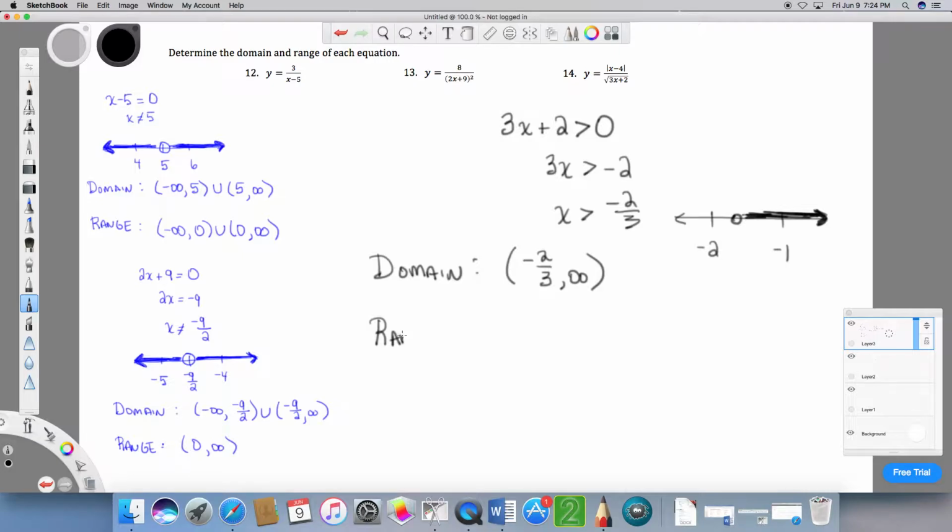So my range, and we're going to be able to see this from the graph, this time 0 is in the range, because if x equals 4, y is equal to 0, and any other value of x that you pick, no matter what it is, provided that you're bigger than negative 2/3, it's going to be a positive value divided by a positive value. The only time it's 0 is when x is 4. All right, so there's my domain and range. Let's go and look at the graph and see if the graph agrees with my reasoning.